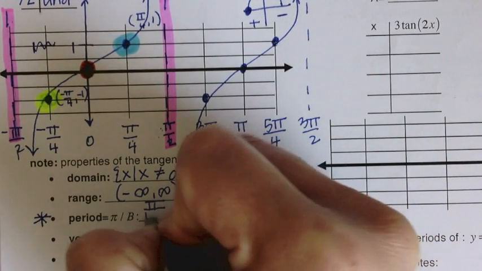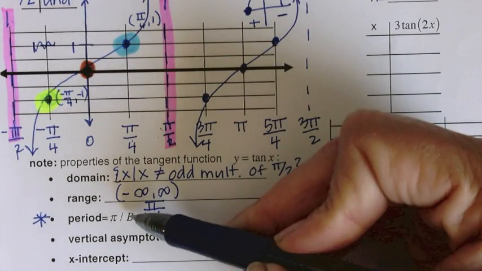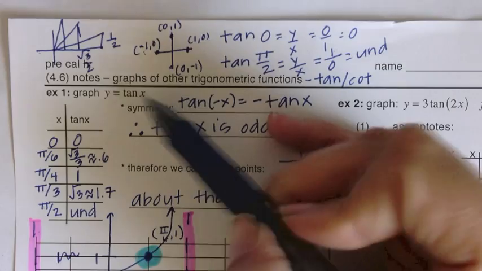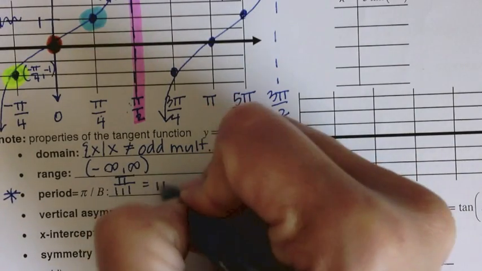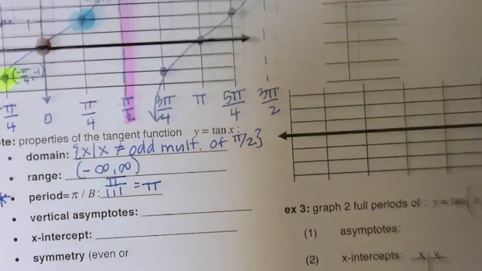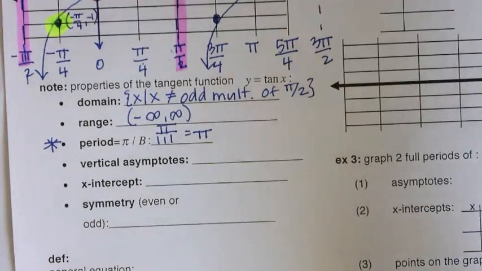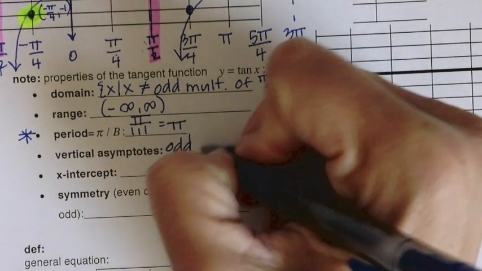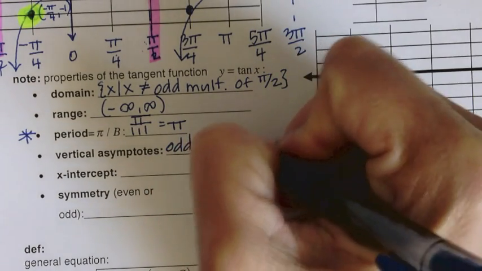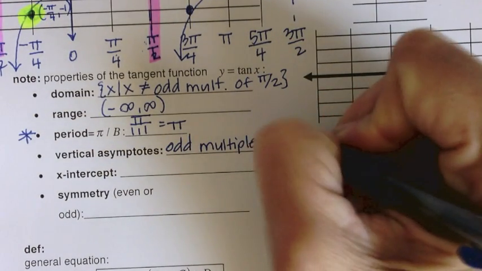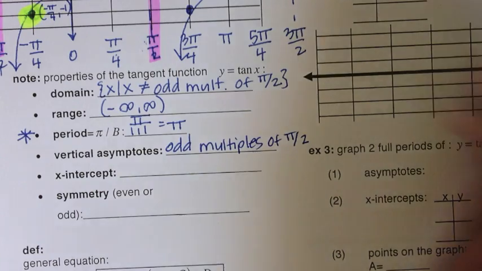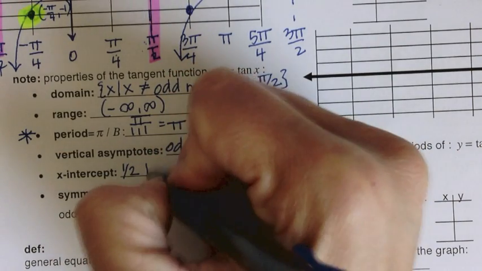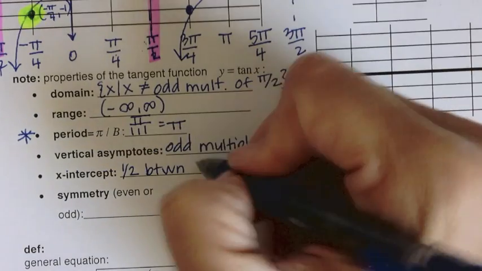This is pi divided by the absolute value of b. B is still the number b for x. And in our equation up here, the number b for x is 1. So this is pi. Remember, sine and cosine is 2 pi. It takes sine and cosine a little bit longer, twice as long to be exact, to complete one full rotation. Vertical asymptotes are at the odd multiples of pi over 2. The x-intercepts are halfway between the asymptotes.